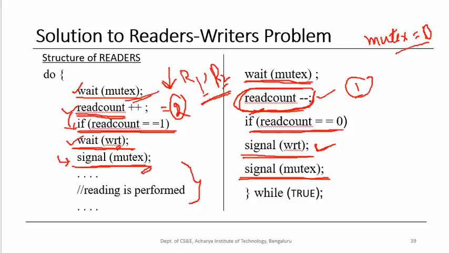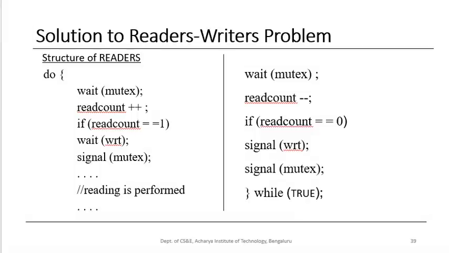Okay, now if the read count is not equal to 0, this signal on WRT is not executed, simply this is executed so that some other reader can join, but no writer can go into the critical section. That is, it cannot update the database. That's what I'm trying to tell you, because one reader is already there in the critical section. Okay, if you allow any writer to write when a reader has already read the database, then there will be a data inconsistency issue, so therefore that is not permitted.